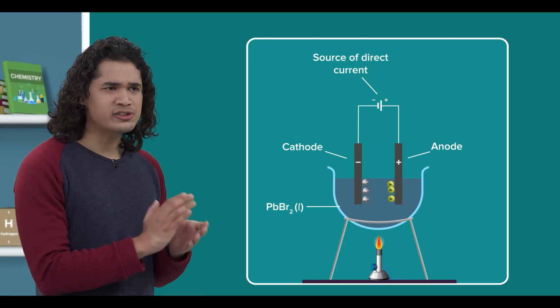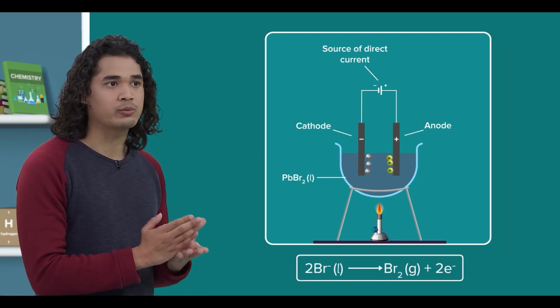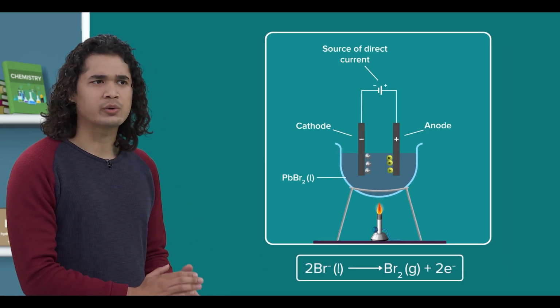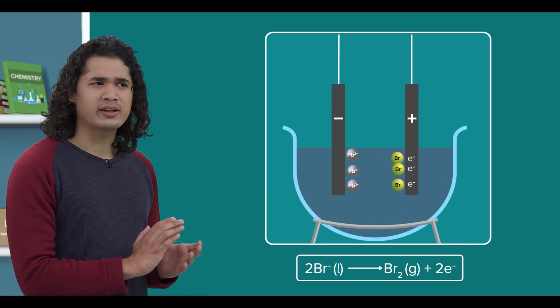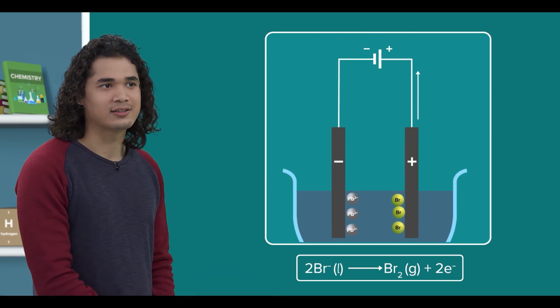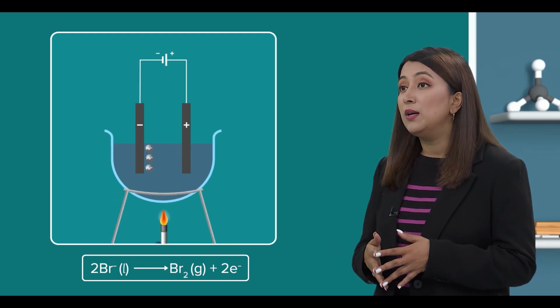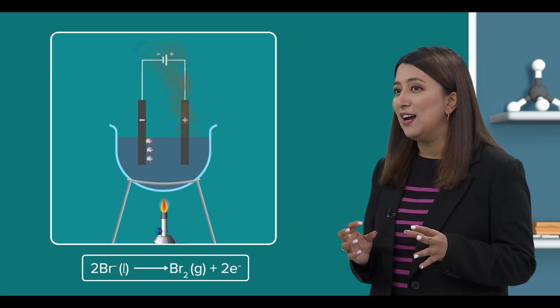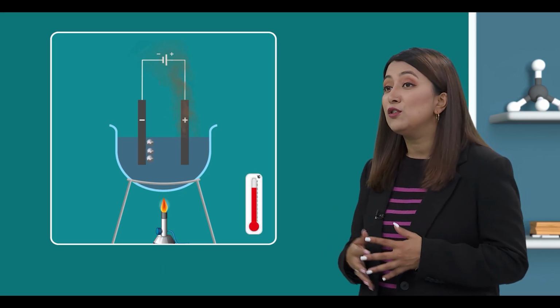Sure. Once the bromide ion reaches the anode, it gets oxidized into liquid bromine. While doing so, each bromide ion loses one electron to the anode, which then gets transferred to the external circuit. Right. You can observe this phenomenon when the liquid bromine bubbles off as brown gas near the anode due to the high temperature of the electrolyte.